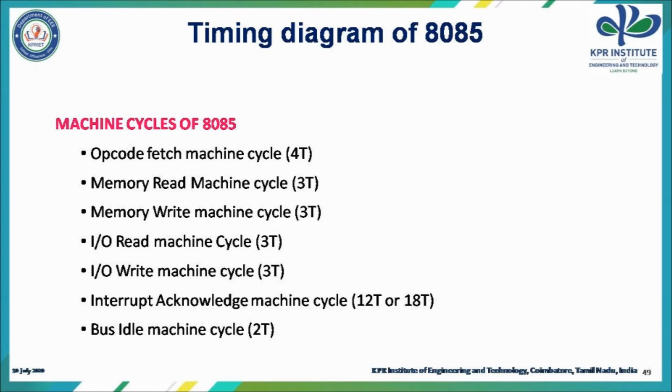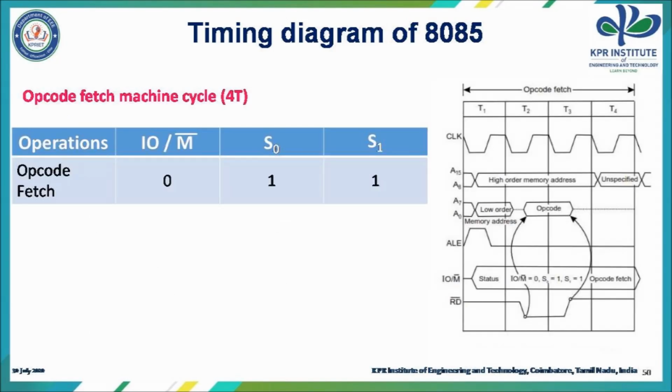Let us see the timing diagram of these machine cycles in the following sections. This is the timing diagram of opcode fetch machine cycle with 4 T states. The diagram shows 4 clock pulses, which are considered as T1, T2, T3 and T4. When ALE is high, AD0 to AD7 pins act as lower order address pins, and A8 to A15 always carries higher order address.